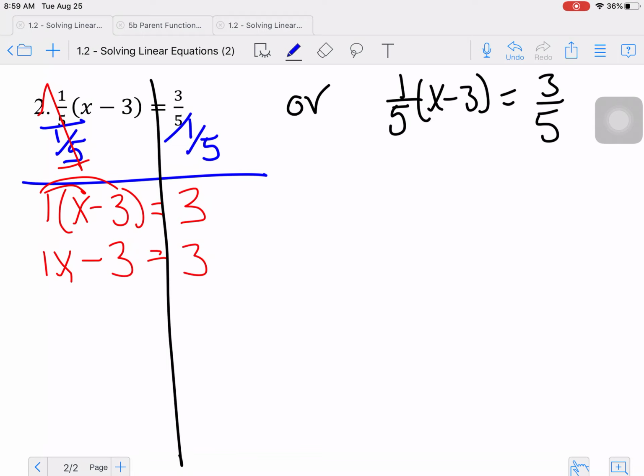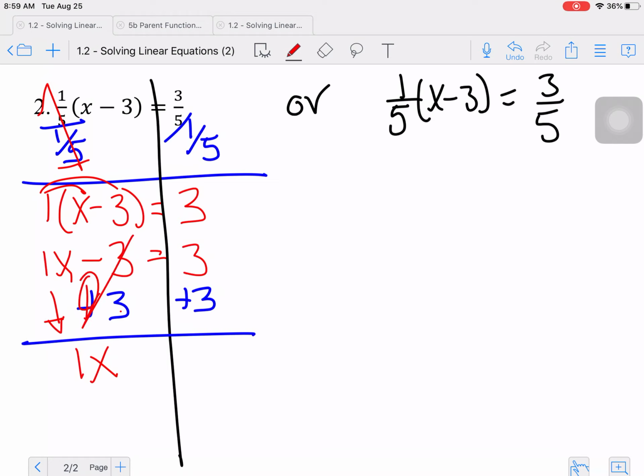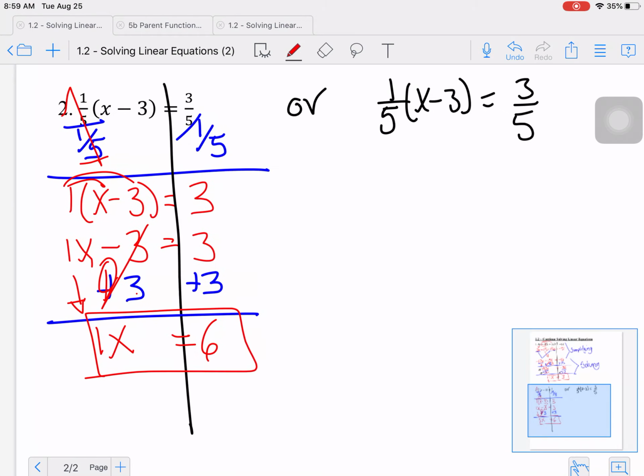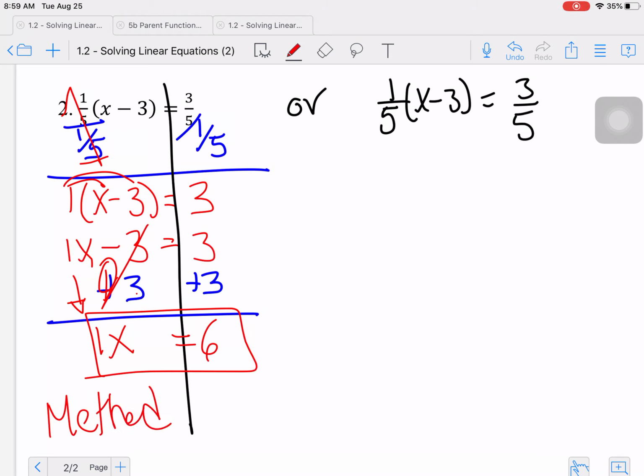How can I make that negative 3 into a 0? Well, what's the opposite of negative 3? You're going to go ahead and add 3. And let's see what I got left. Well, I got 1x left. Negative 3 plus 3 equals 0. And then 3 plus 3 equals 6. So my answer is 6. All right, so that's one way to do it. So this is method number 1.